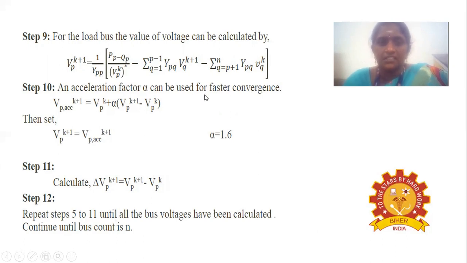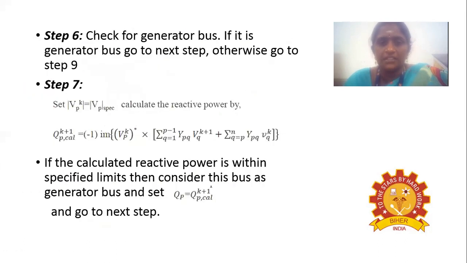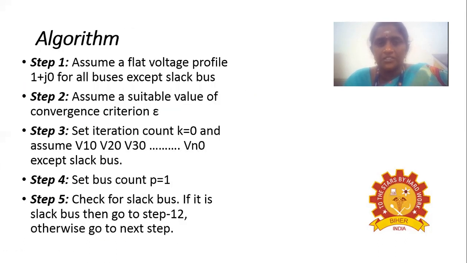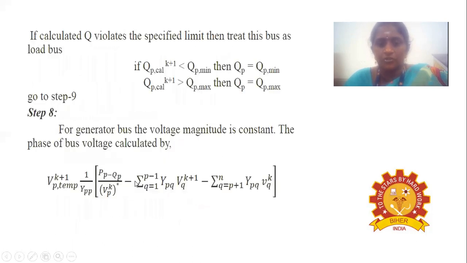Okay. These are the steps for the Gauss-Seidel method. So first step, assume initial voltages, then assume the convergence criteria, then set iteration count k equal to 0 and assume initial voltages, then set the bus count p equal to 1 and check whether it is a slack bus, generator bus or load bus. So the corresponding steps you have to follow.